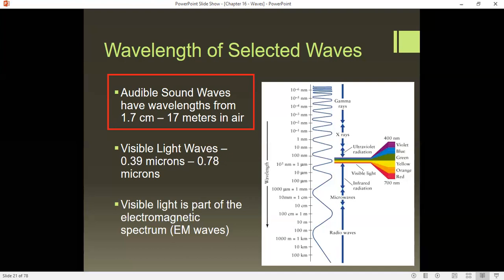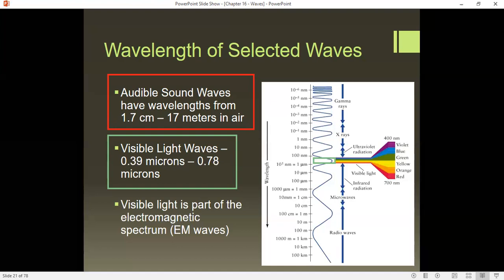For light, which we can see, electromagnetic waves, we can only see from about 0.39 microns, or 390 nanometers, to about 780 nanometers, or 0.78 microns. So that's this part of the spectrum right in here, okay? That's our visible light.